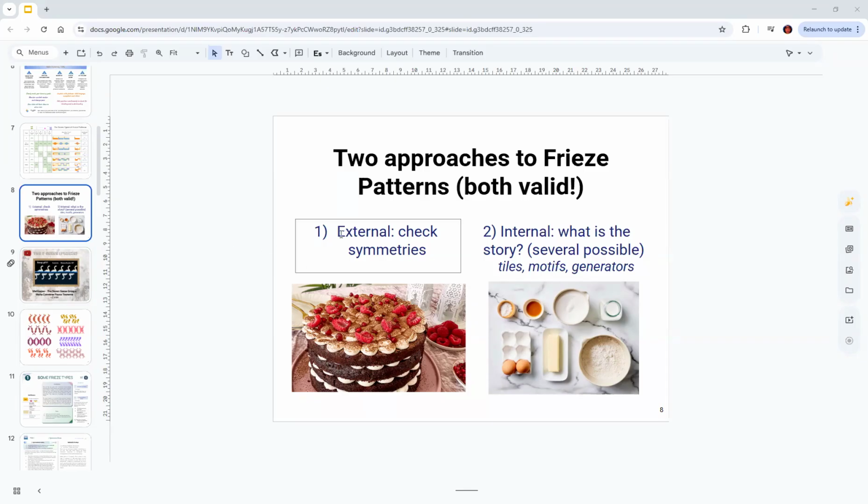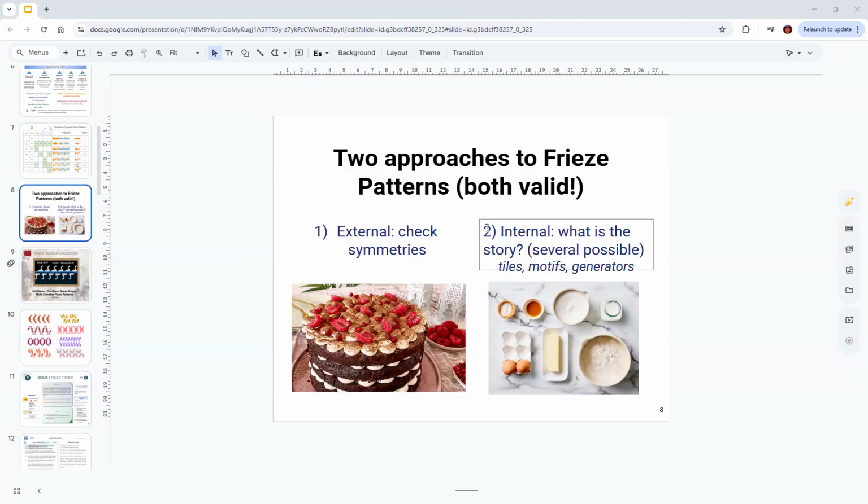So the first is external, just like a recipe, like a cake that's already done, and you're just tasting the cake. You are analyzing the flavors, how it feels, the properties. So you're just a very accomplished chef, and you really want just to taste the cake and all the properties. You don't want to talk about the ingredients necessarily, just all the properties that bring you. So it's just checking the symmetries of the Frieze patterns.